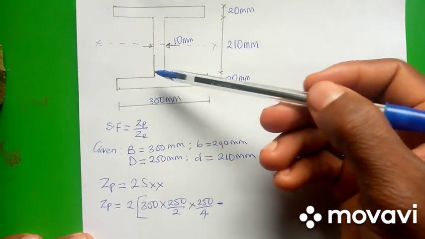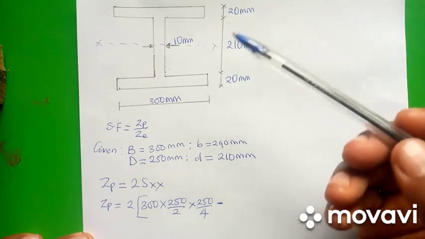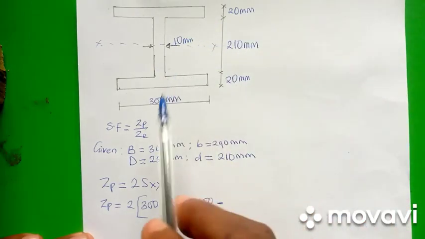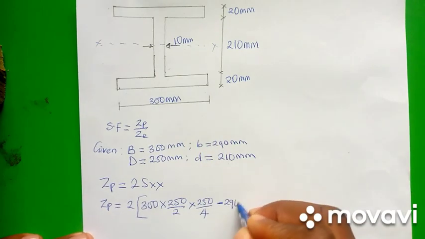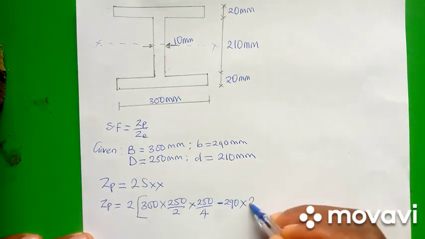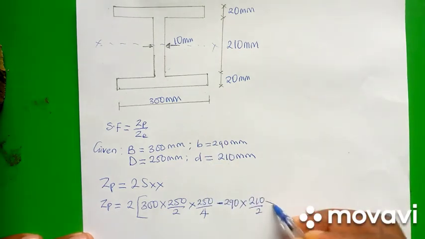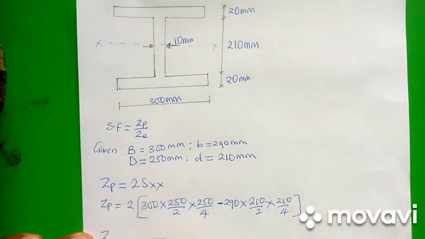what if you remove the web and the flange? How would the shape look like? It means that your b will now be the small letter b, which is 290, multiplied by d over 2, that is 210 over 2, multiplied by 210 over 4. Then your Zp will give you nothing less than 1490250.